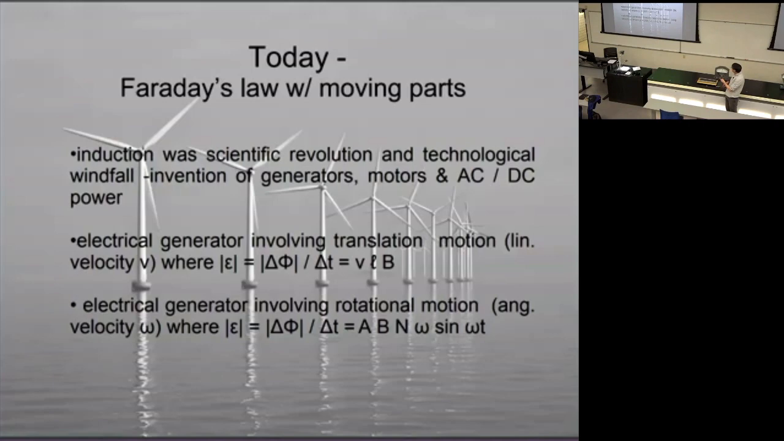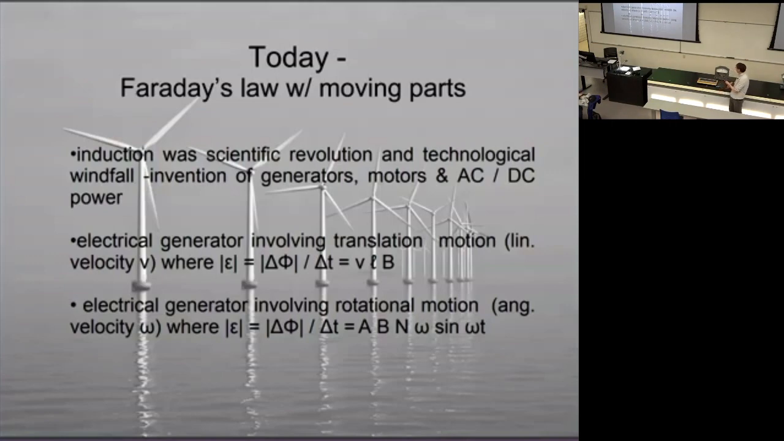The two examples I want to focus most on are, first, one where we have translational motion. So that's just motion in a straight line, left-right motion, something like that. Translational motion in a magnetic field can generate an induced current and induced voltage. And it acts like an electrical generator. And so we'll explore that context for generating electrical energy, electrical power, electrical currents, electrical voltages.